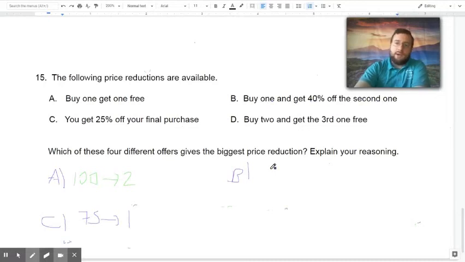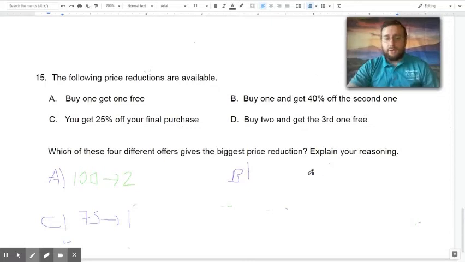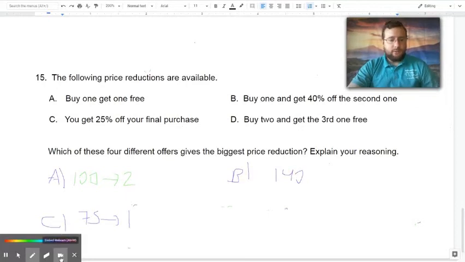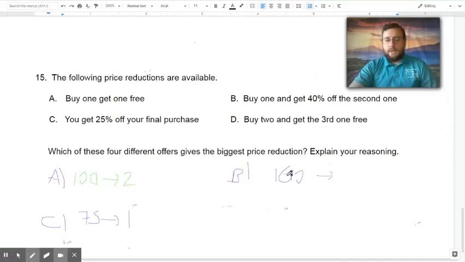Now, for option B, you buy one and get the second one 40% off. So the first one will be $100, and the second one will be $60 because you're getting 40% off, which is $40 off if you're using 100 as a comparison. So that means you would get two for 160. Not 140. 40 is what you discount it. 160 is what you actually pay. So that would be two for that 160. So this is already better. So we know that B is no good.